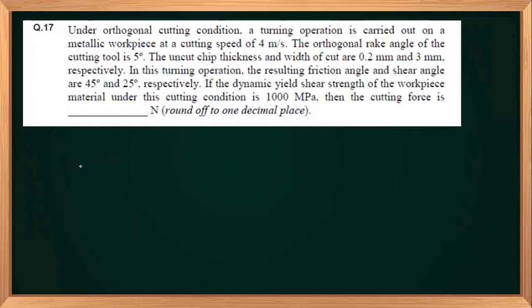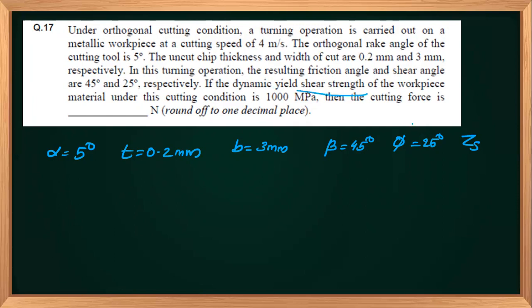And the orthogonal rake angle is 5 degrees, so our alpha is 5 degrees. Uncut chip thickness, or t, is equal to 0.2 mm, and width of cut, b, is equal to 3 mm. I'm using my convention here; if you are comfortable with your own convention, you can take these alphabets as your own. In the operation, the resulting friction angle, beta, is 45 degrees, and the shear strength of your workpiece is 1000 MPa.